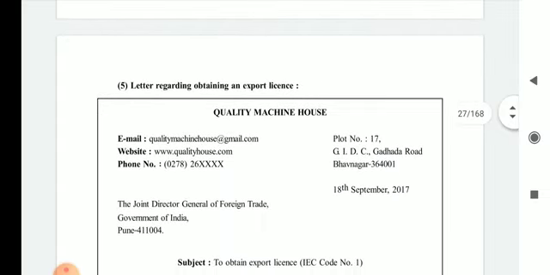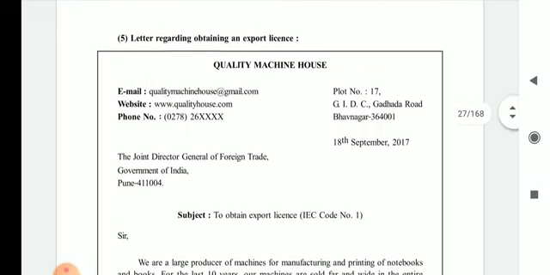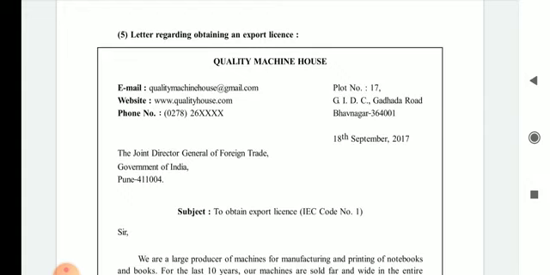Now we have another letter, a letter regarding obtaining an export license. It means if you want to export your products to another country, or you can say outside India, you have to get permission from the export department, that is the external department of the government of India, or you can say the foreign trade department. You have to get the license to export your products outside of India.